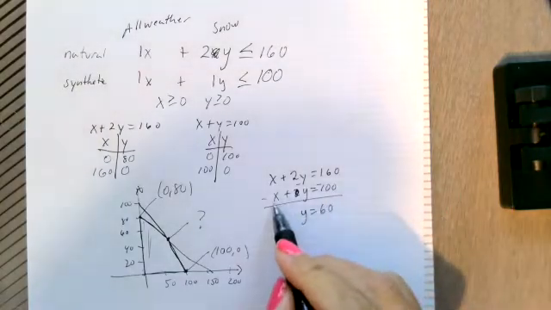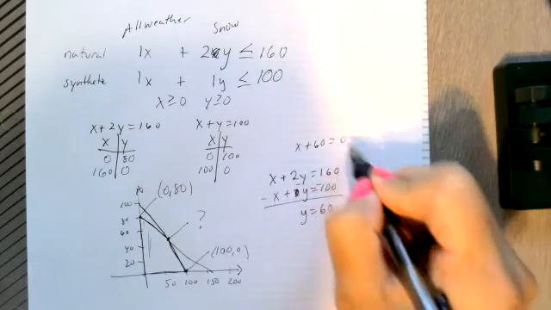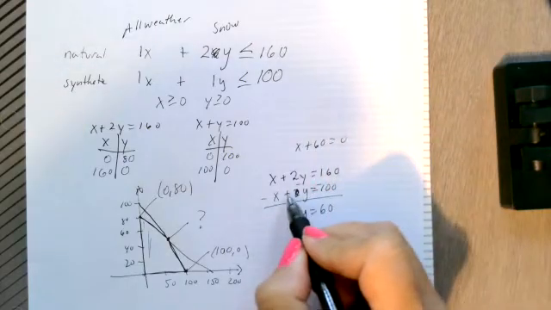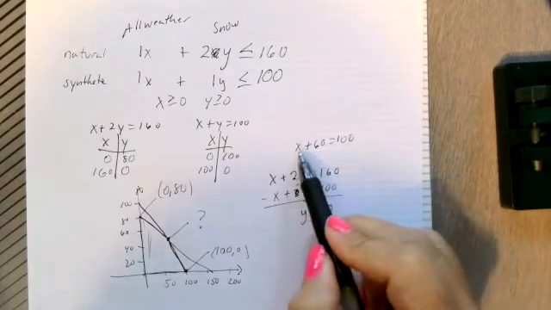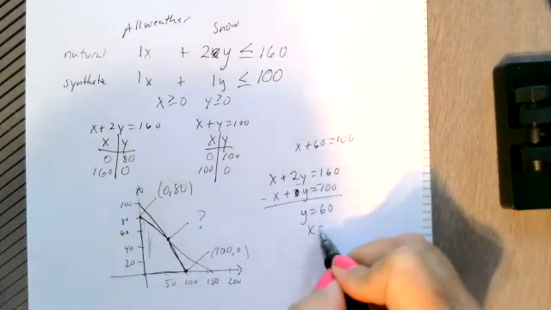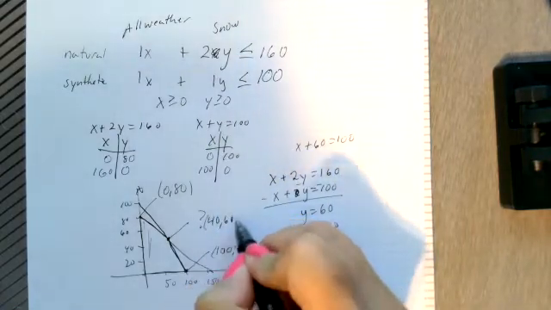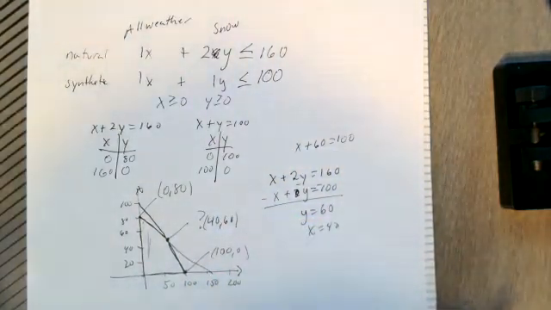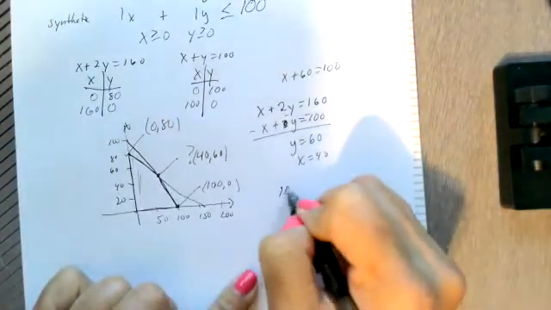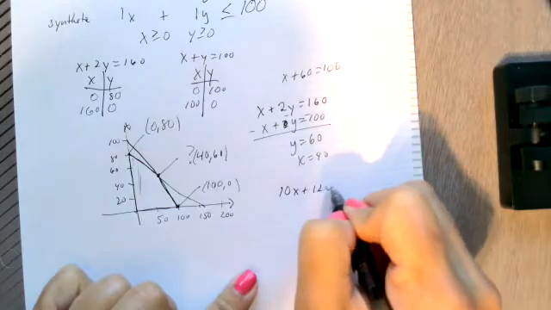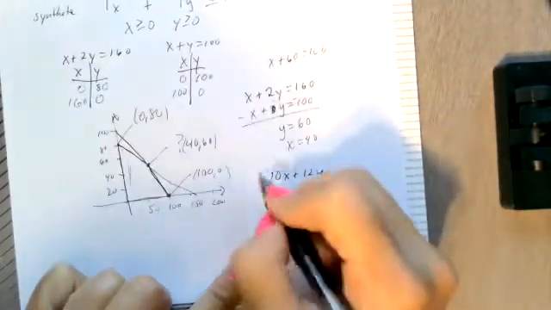Then I'm going to go back and plug x plus 60 equals 100 into that second equation because it's really easy. So I know x is going to be 40. So this point is 40, 60. So I have my 3 points that I'm going to test into my objective function, which is 10x plus 12y is my max profit.